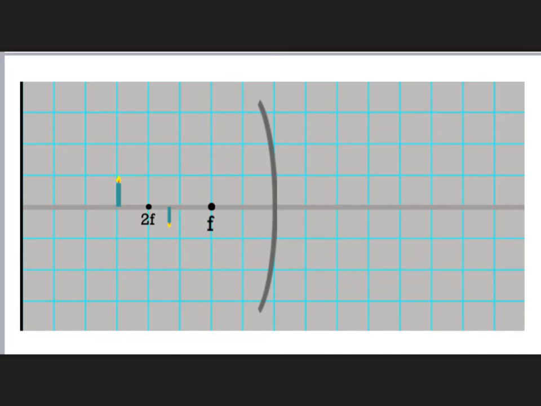So if I start with the object here and I draw a ray of light that is parallel to what, by the way? We mean parallel to the central axis here. So this central axis bisects the mirror. So this would be the middle or the center of the mirror. And this ray comes in like that. We know that upon reflection, it's going to go through the focal length. That's our rule. Parallel rays of light go through the focal length.